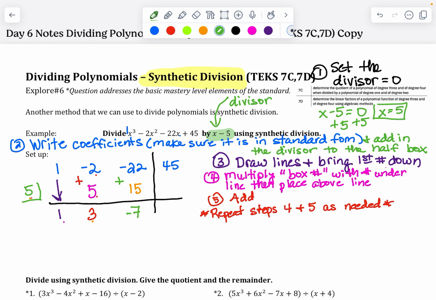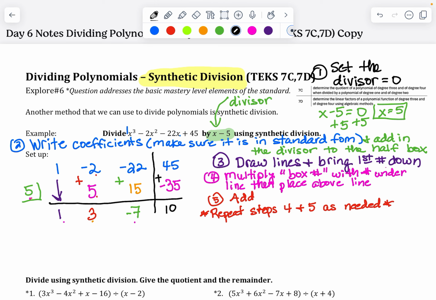Then I'm going to start again. 5 times -7 is a -35. And then I'm going to add 45 plus a -35 is 10.